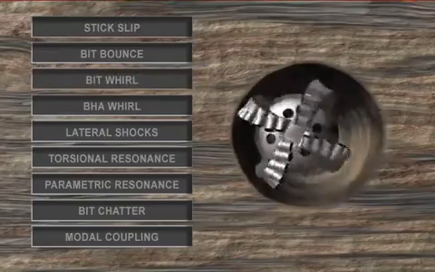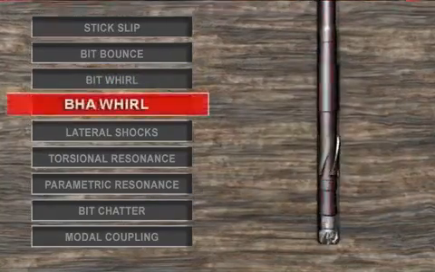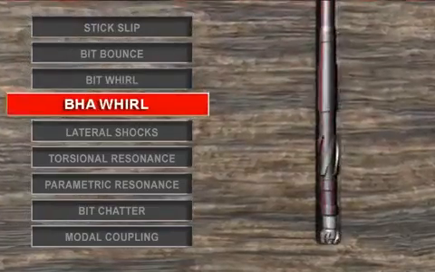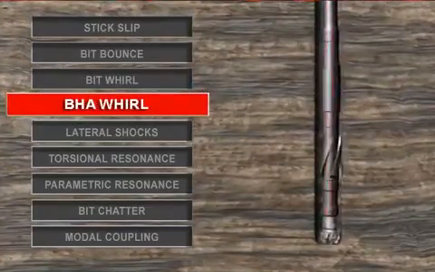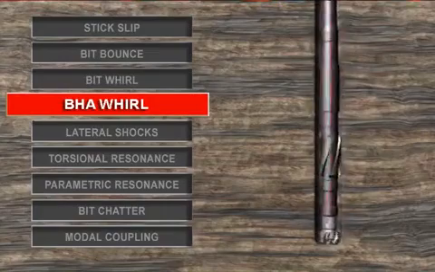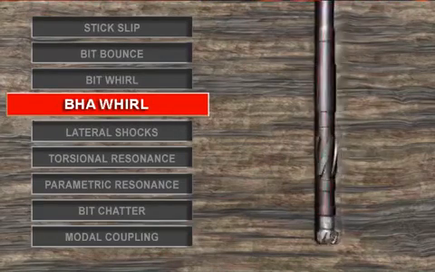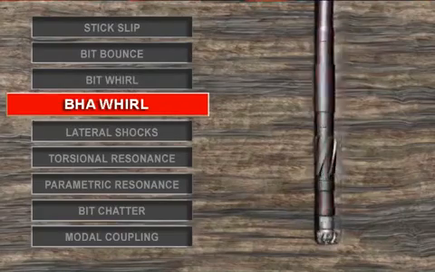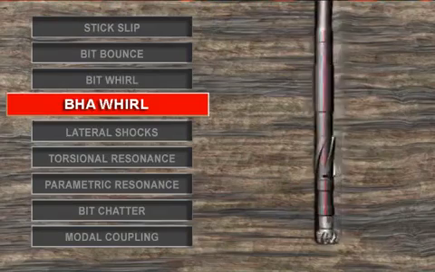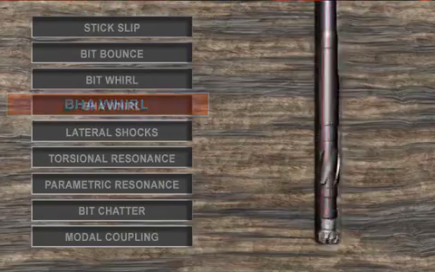Number 4 mechanism is BHA whirl, the eccentric rotation of the BHA around a point other than its geometric center in a complex motion, generating lateral displacements, shocks, and increased friction against the wellbore. Occurring as forward or backward whirl, it's the mechanism that constitutes the main cause of BHA and downhole tool failure.